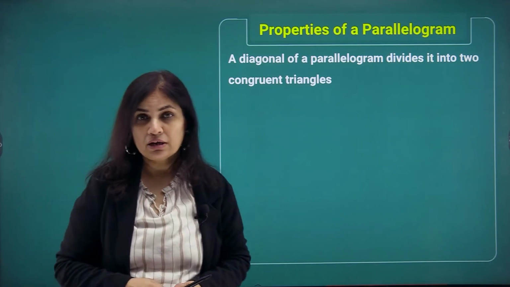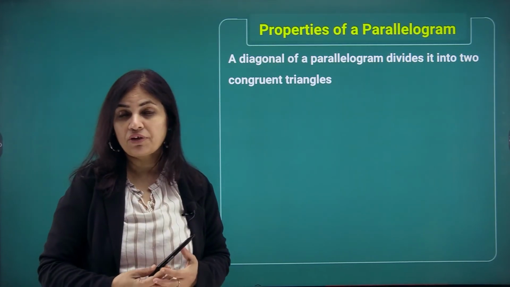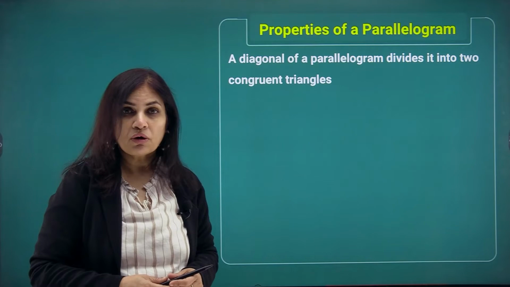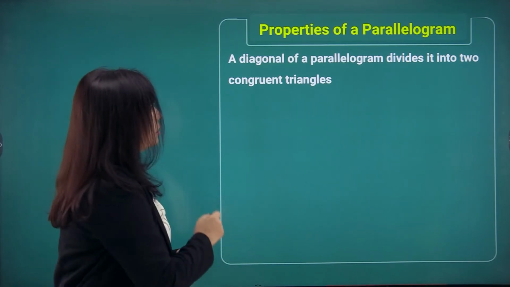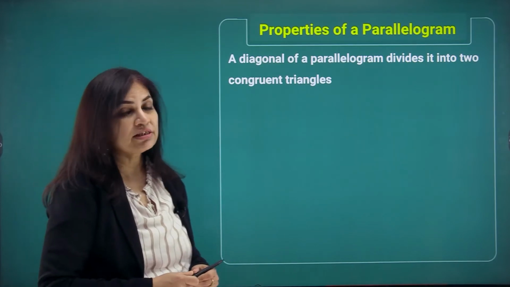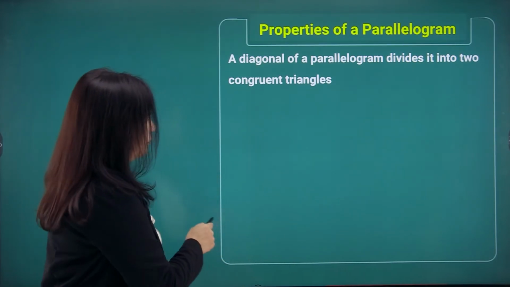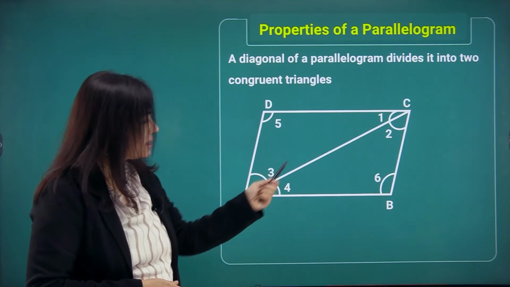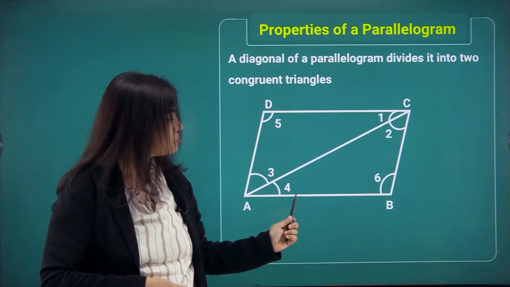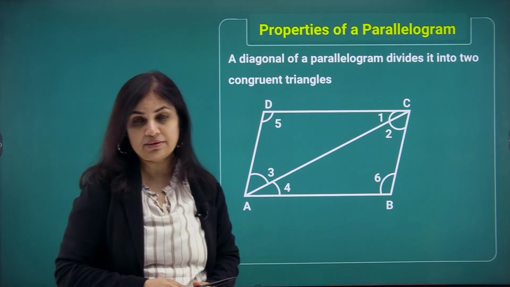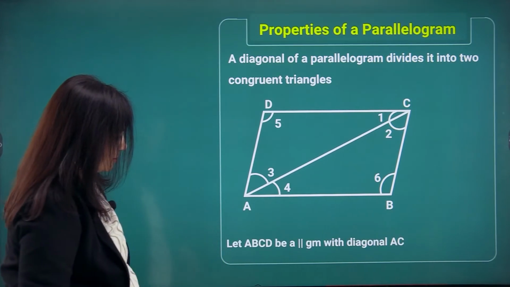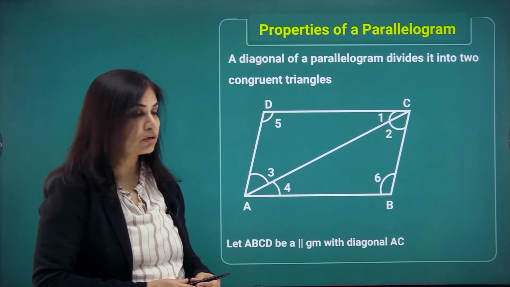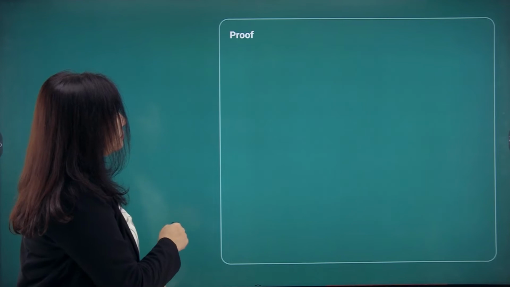We know a diagonal of any quadrilateral divides it into two triangles, but the triangles will be congruent only if it is a parallelogram. So, the diagonal of a parallelogram divides it into two congruent triangles. Let us verify. Suppose we have a parallelogram ABCD. The diagonal AC clearly divides the parallelogram into two triangles ABC and ADC. To verify that they are congruent, let us start with the two triangles.